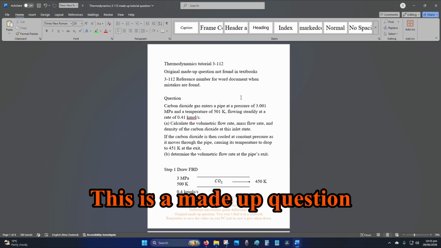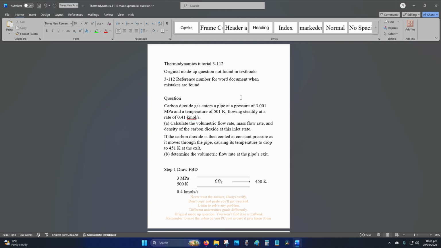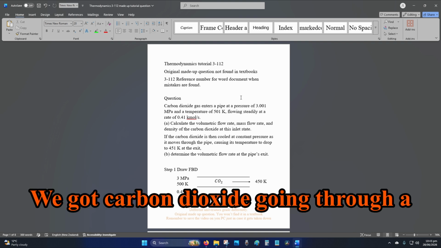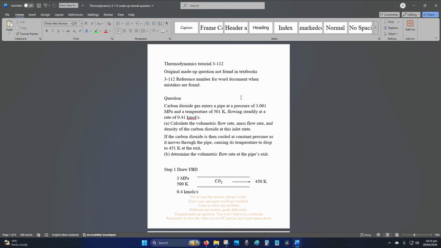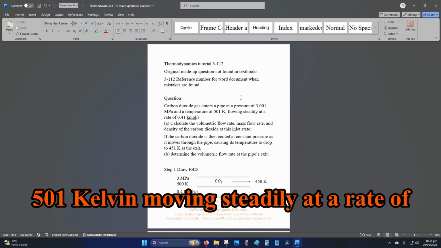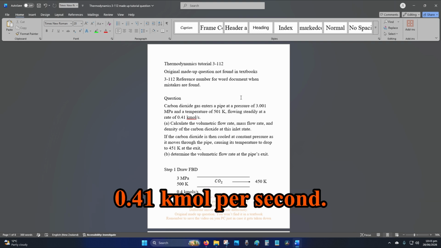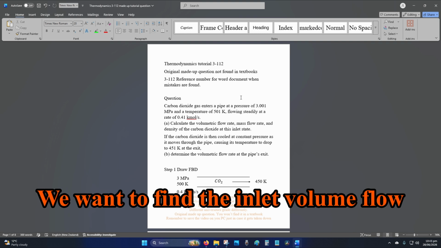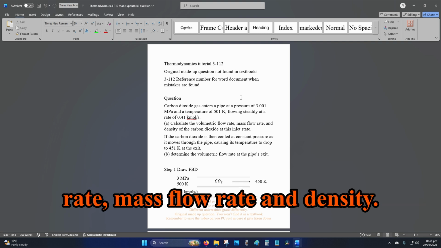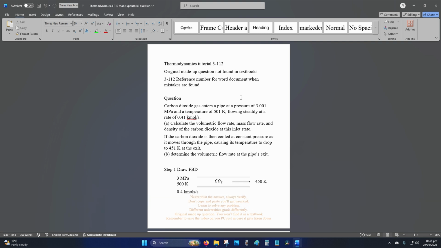This is a made-up question not found in your textbooks. We have carbon dioxide going through a pipe at a pressure of 3.001 MPa and a temperature of 501 Kelvin, moving steadily at a rate of 0.41 kmols per second. We want to find the inlet volume flow rate, mass flow rate, and density.